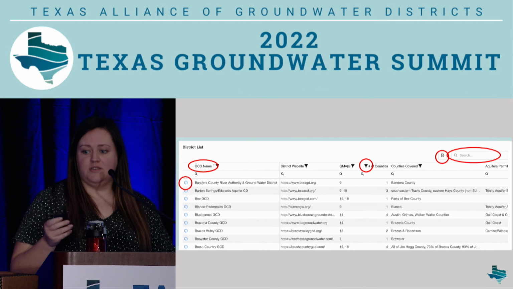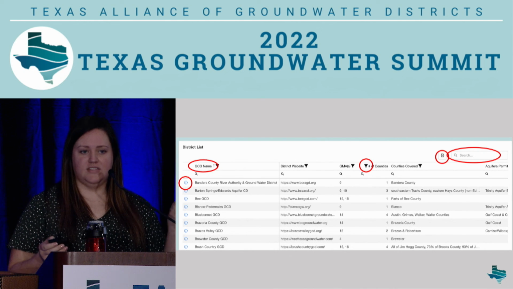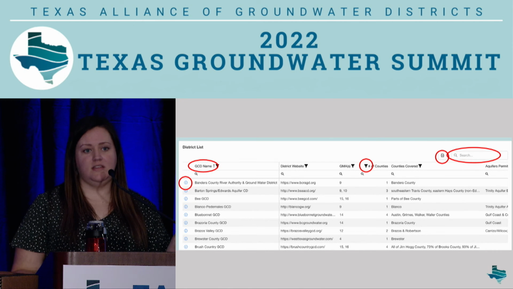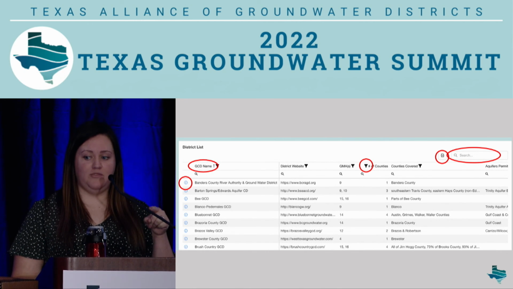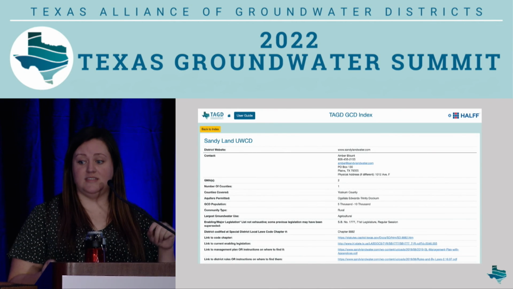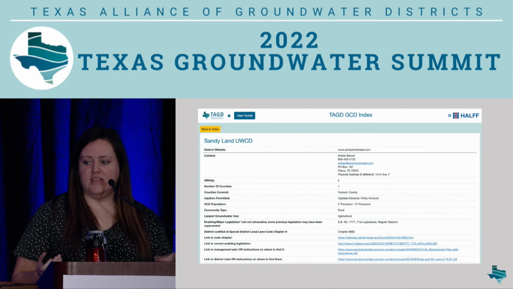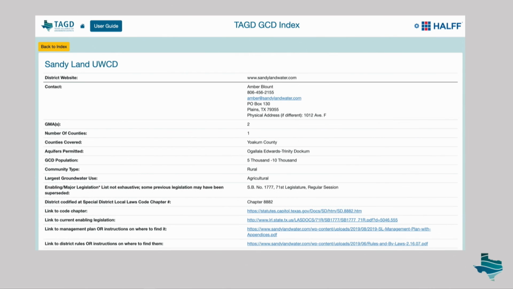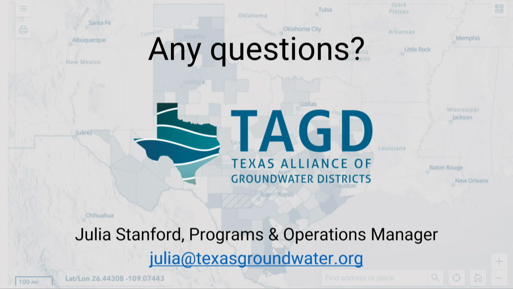There's also this little information button off to the side. So it's the same information that's in the pop-up box if you're clicking on the map viewer. But if you click this little eye icon, it'll take you to this detail page. I think it's a little more readable than the previous version, and everything is hyperlinked. So if you want to email a general manager or visit their website, see a link to their management plan or enabling legislation, that's all hyperlinked here on this page.